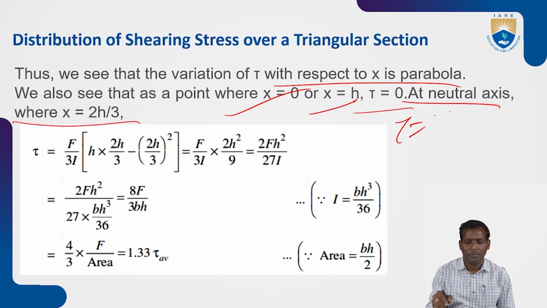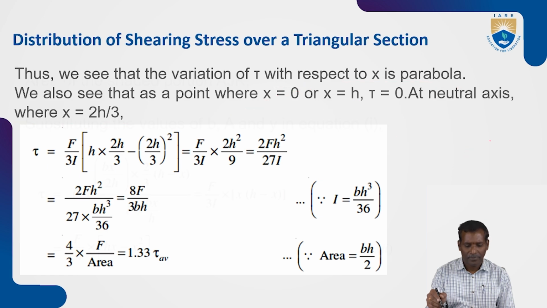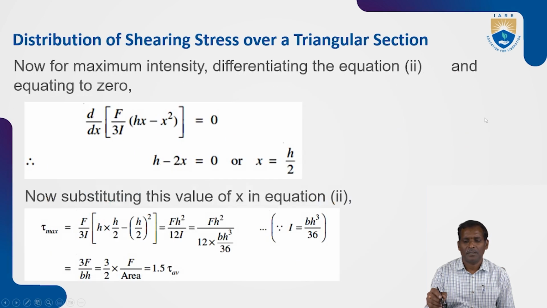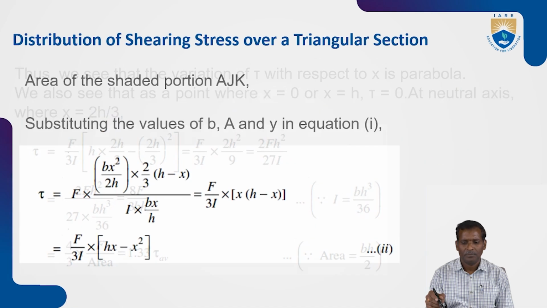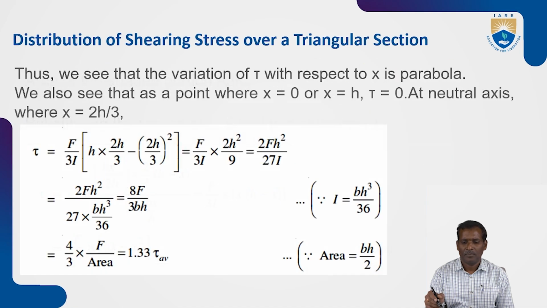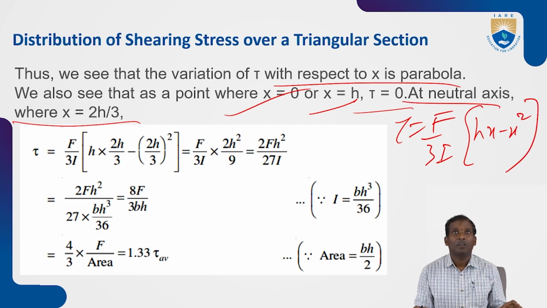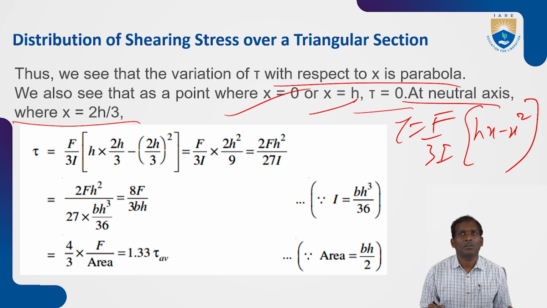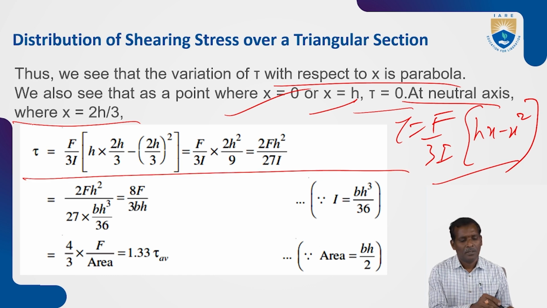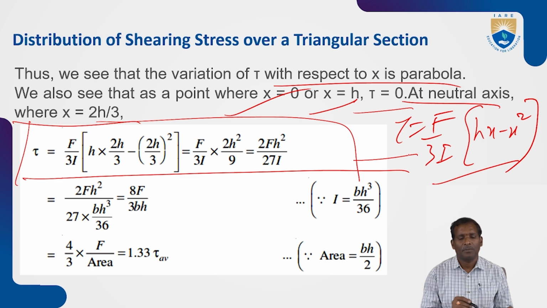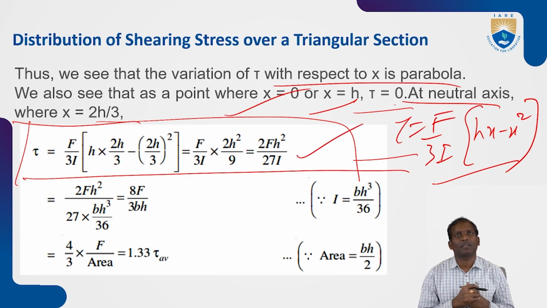The final equation here is F by 3I into (hx minus x square). So in this, at x is equal to 0 or x is equal to h, the shear stress is 0. At the neutral axis, substitute x is equal to 2h by 3. So substitute in this equation, you will get 2F h square by 27.